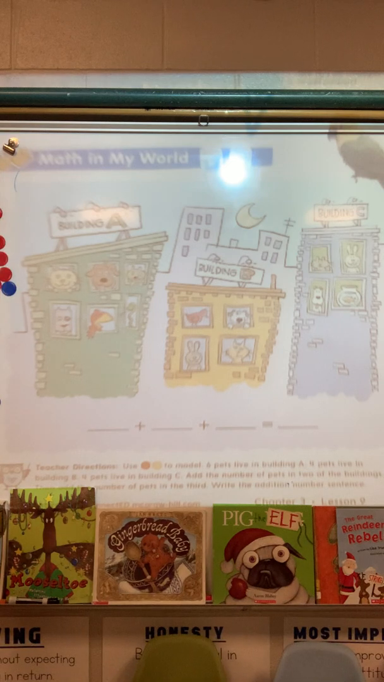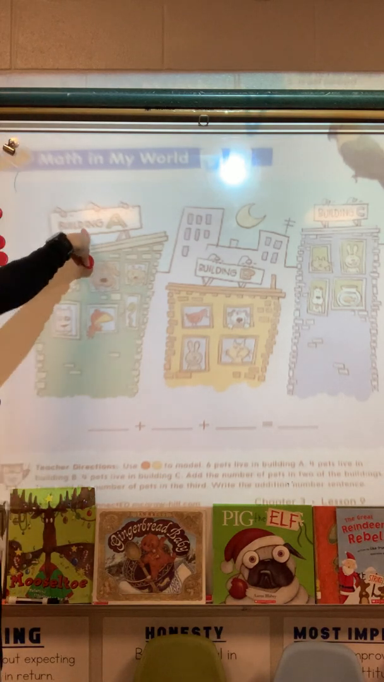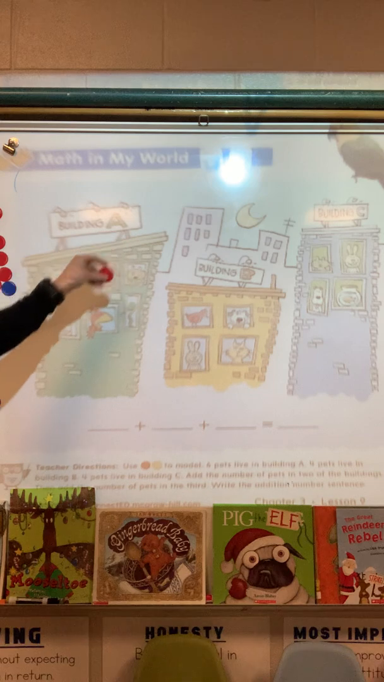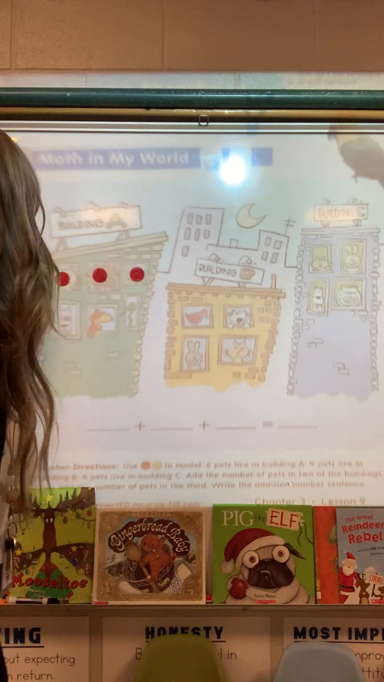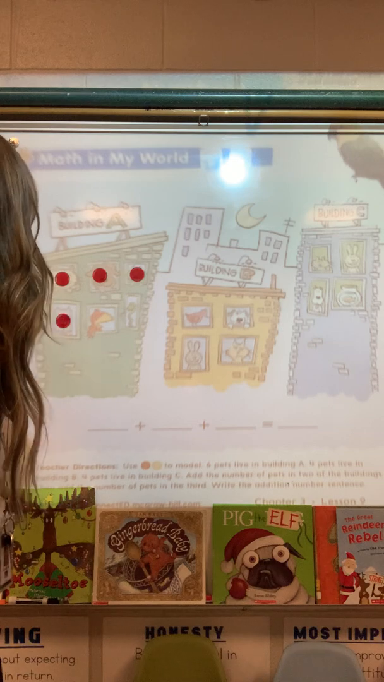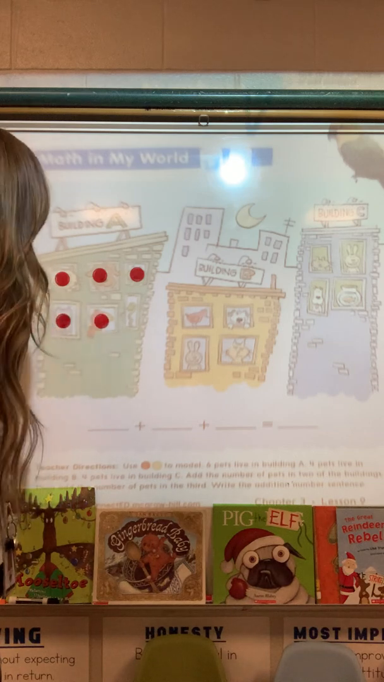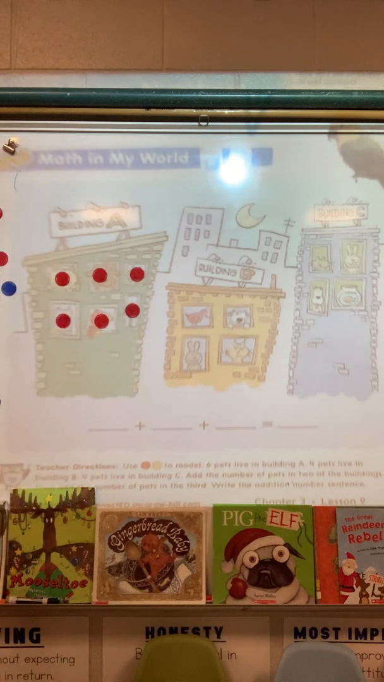So the problem at the bottom says to use my counters. It wants us to model that there are 6 pets living in building A. So I'm going to just put my counters on top of the animals living in building A. You can see A right here. So 1, 2, 3, 4, 5, and 6. Okay.